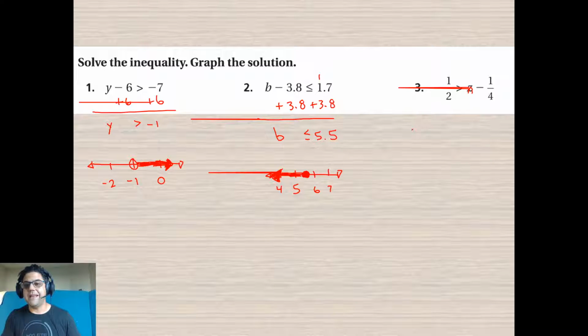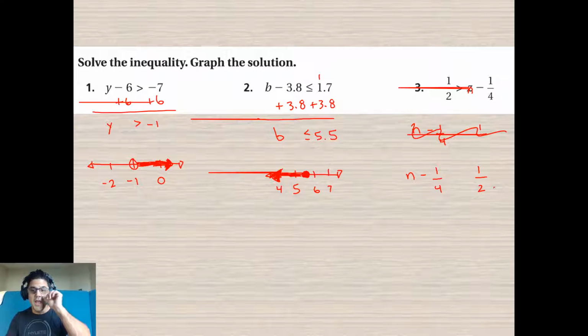So that's going to be N subtract 1/4. And then the 1/2 is going to go. Let's try it again. N subtract 1/4. Then I have a 1/2. And according to the original problem, a little hard to see, it wants the half. So the inequality is open to the half.